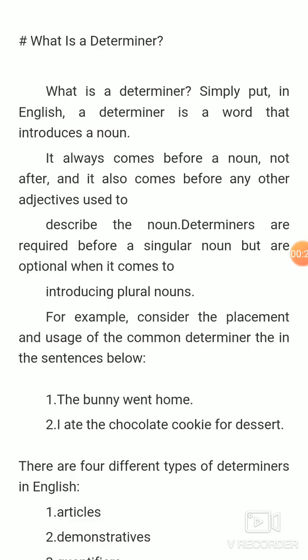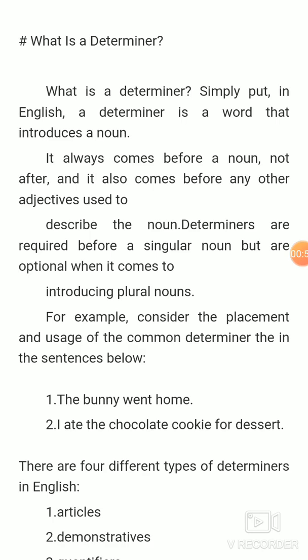So let's revise. What is a determiner? Simply put, in English, a determiner is a word that introduces a noun. It always comes before a noun, not after. And it also comes before any other adjectives used to describe the noun. Determiners are required before a singular noun, but are optional when it comes to introducing plural nouns.